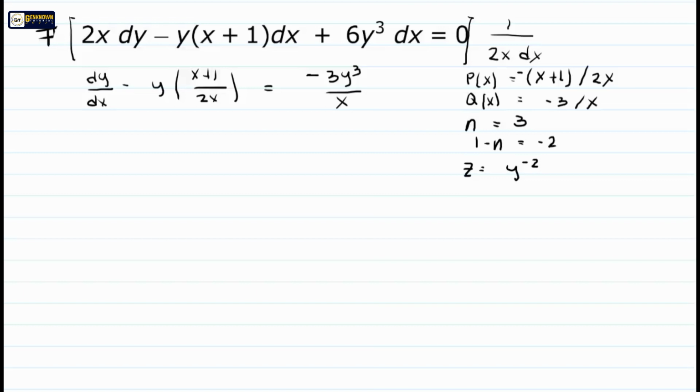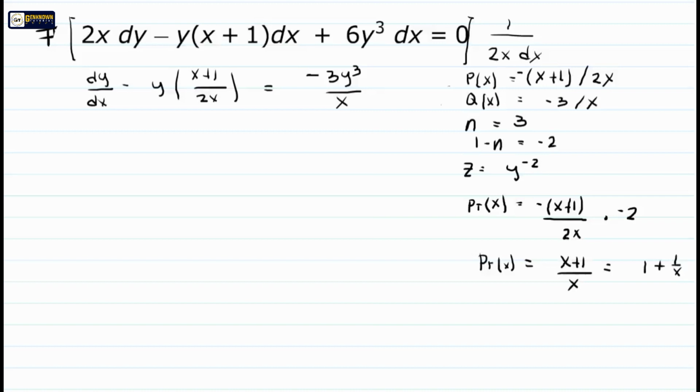For the linear equation, since we have already these givens, we have the reduced function of P. The reduced function of P is equal to the P of x multiplied by 1 minus n. So that is equal to negative (x plus 1) over 2x multiplied by negative 2. Negative multiplied by negative is positive, and 2 over 2 is 1. So the PR of x is equal to (x plus 1) over x. We can see that this is also equal to 1 plus 1 over x.